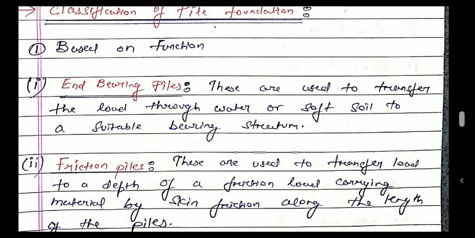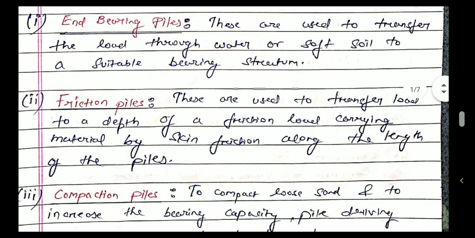So first it is end bearing piles. These are used to transfer the load through water or soft soil to a suitable hard bearing strata. So simply, end bearing piles are the piles which transfer the load by their point bearing contact with the hard surface strata. Then friction piles.